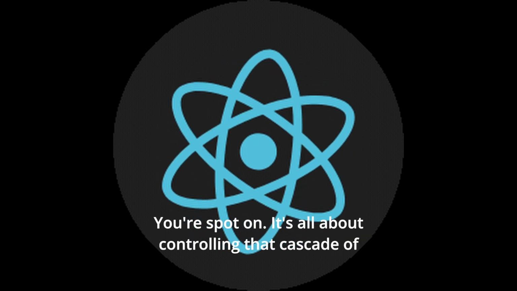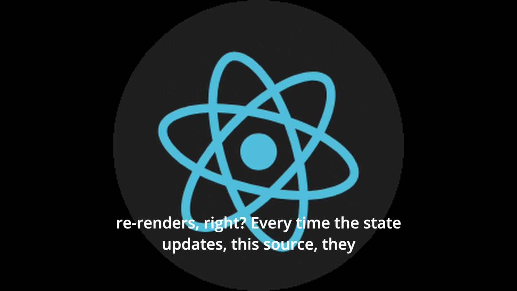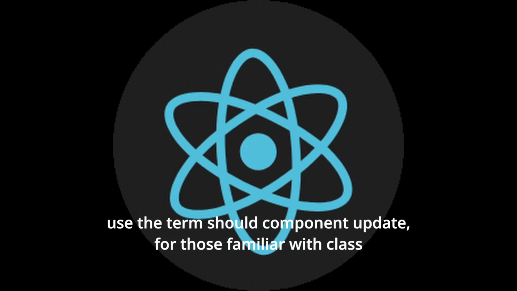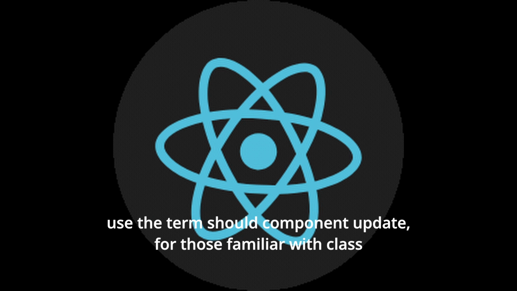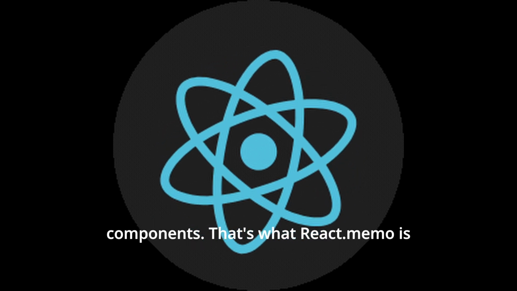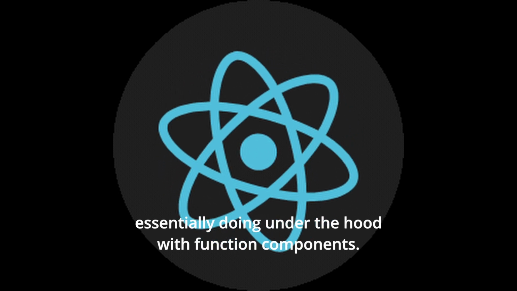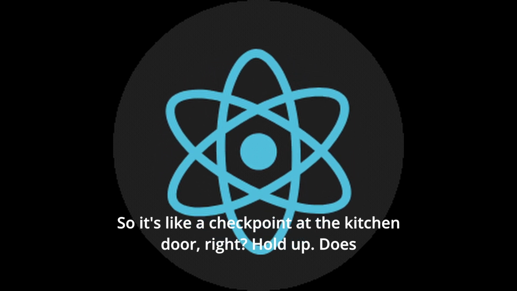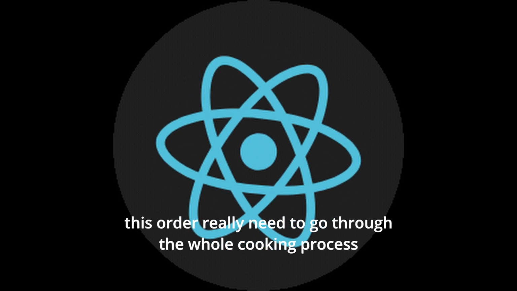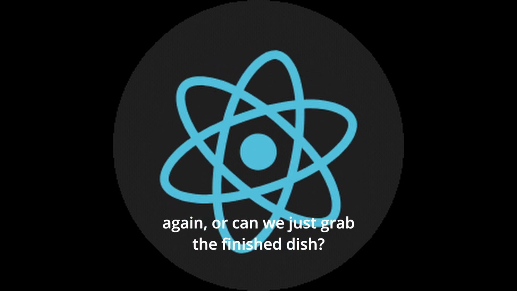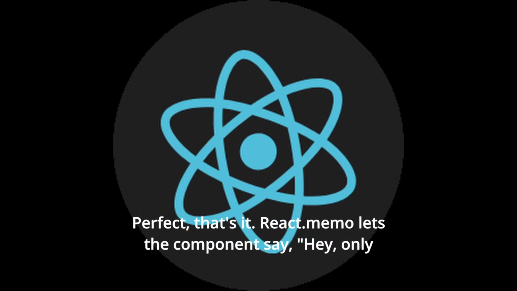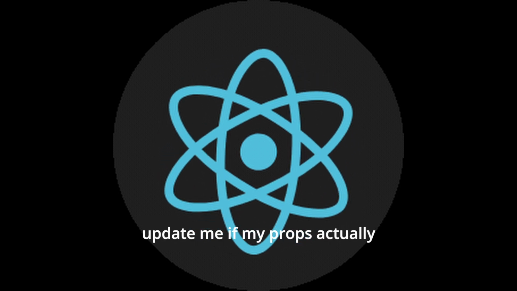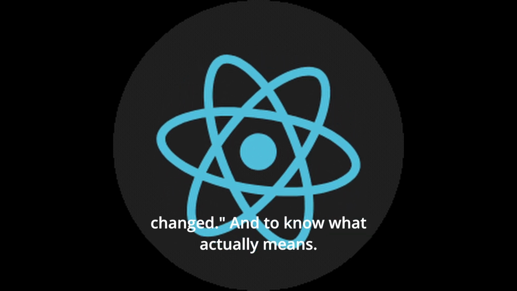You're spot on. It's all about controlling that cascade of re-renders, right? Every time the state updates, this source uses the term shouldComponentUpdate, for those familiar with class components. That's what React.memo is essentially doing under the hood with function components. So it's like a checkpoint at the kitchen door. Hold up. Does this order really need to go through the whole cooking process again, or can we just grab the finished dish? Perfect. That's it. React.memo lets the component say, hey, only update me if my props actually changed, and to know what actually means.